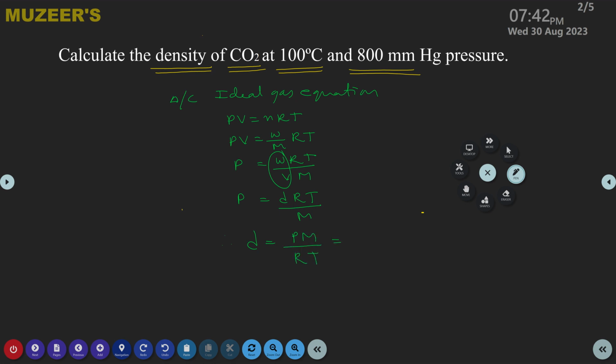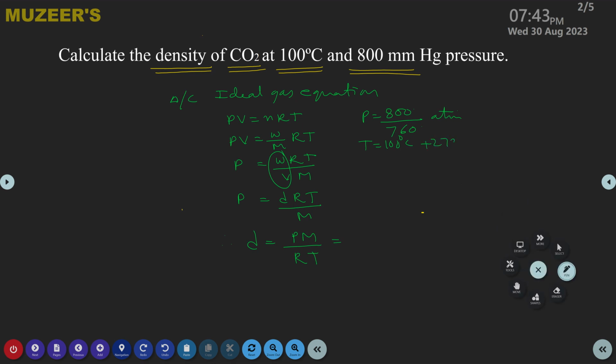So, PM, pressure, how much pressure is given here? 800 mm. Pressure is equal to 800 mm. That is in atmosphere, that divided by 760 atmospheres pressure. Okay. Temperature is given. T is equal to 100 degrees centigrade plus 273. That is 373 kelvins. Okay. So, molecular mass M means molecular mass. How much molecular mass of carbon dioxide? That is 44. You know very well.